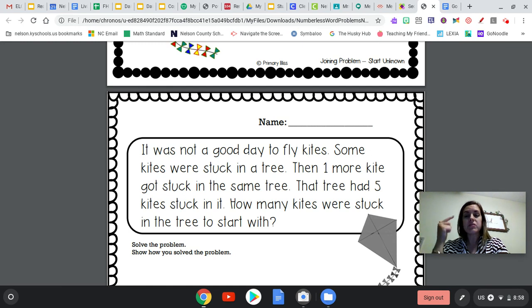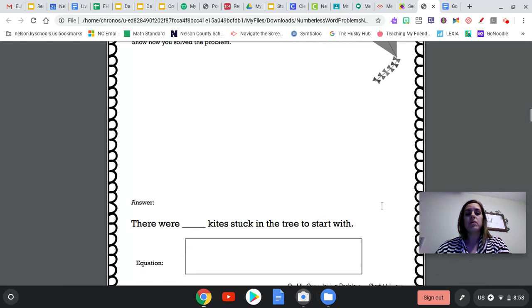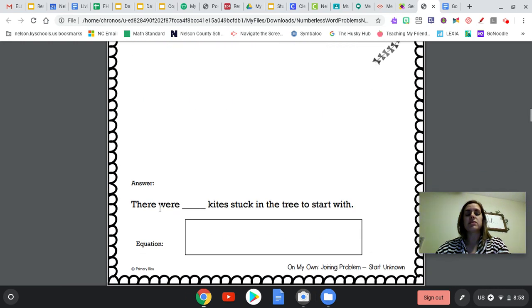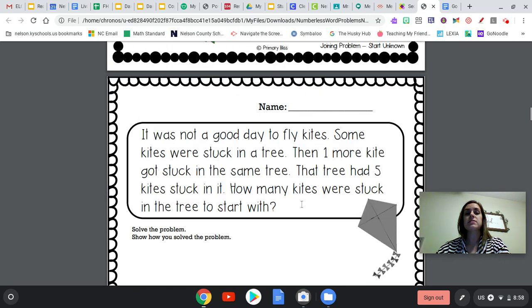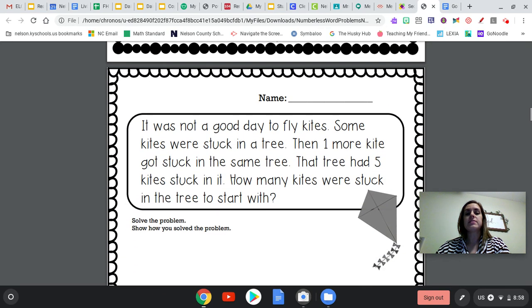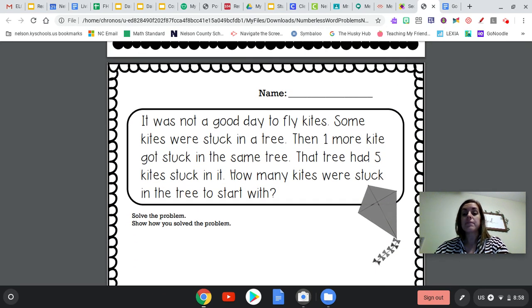So we kind of have to work backwards, okay? And so on here, it gives you room to write that equation to say there were how many stuck in there. So this is actually up on your page. I'm going to let you try this one by yourself and try to work backwards. And then I gave you a few more to try on your page, all right?